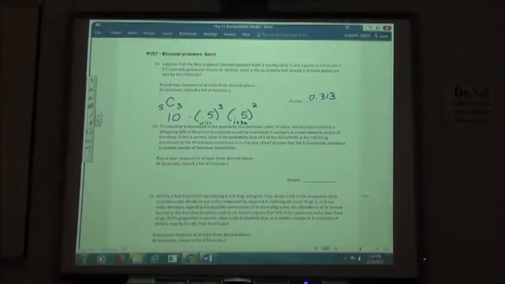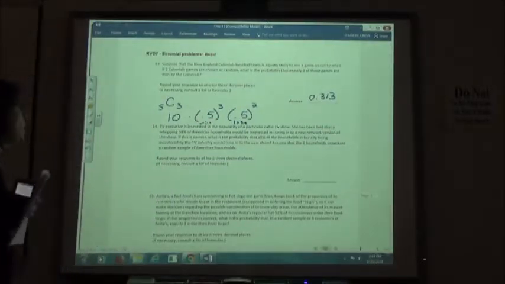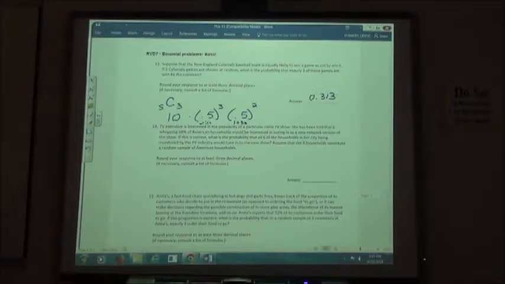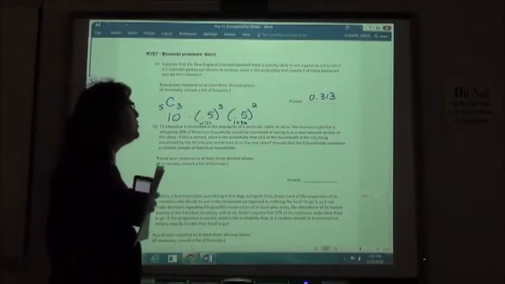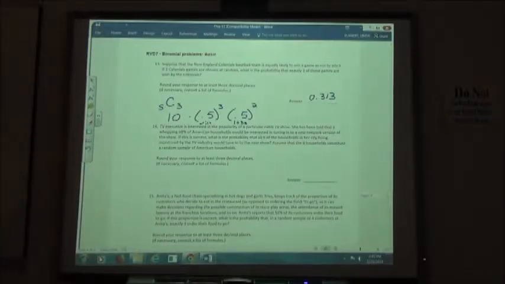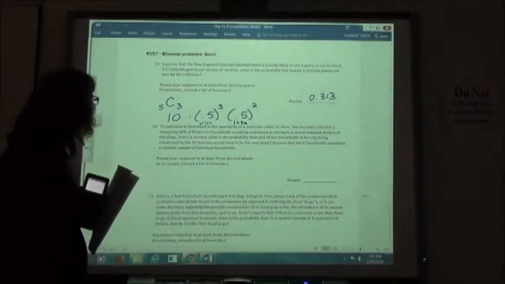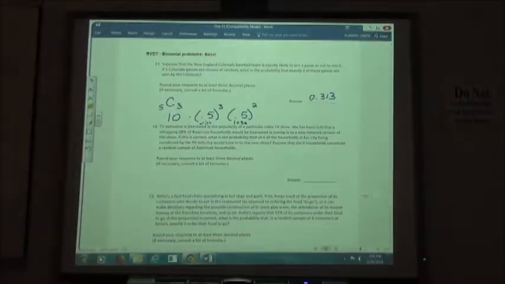Okay, number 14, going to be the same kind of thing. A TV executive is interested in the popularity of a particular cable TV show. She has been told that a whopping 68% of American households would be interested in tuning into a new network version of the show. If this is correct, what is the probability that all 6 of the households in her city being monitored by the TV industry would tune into the new show? Assume that the 6 households constitute a random sample of American households.